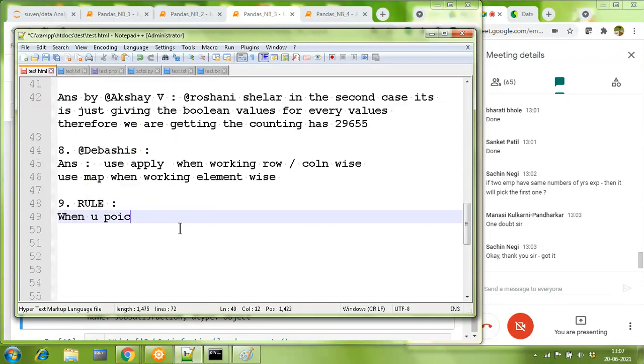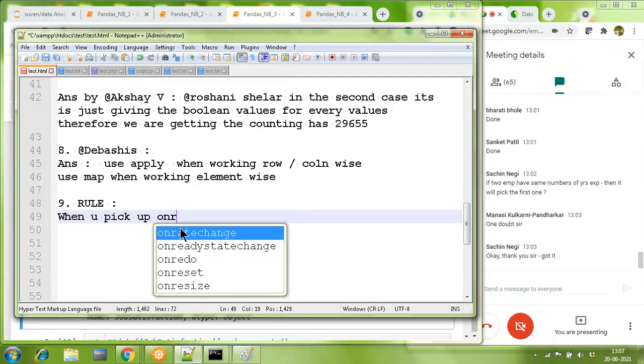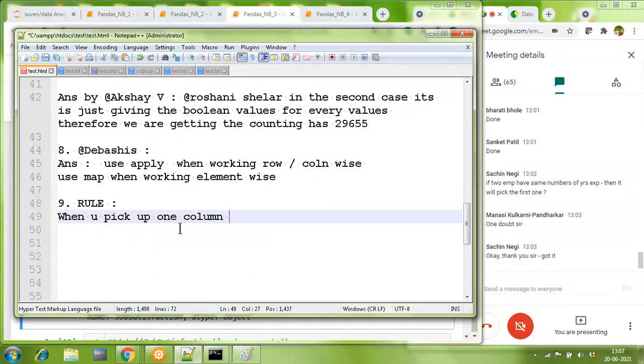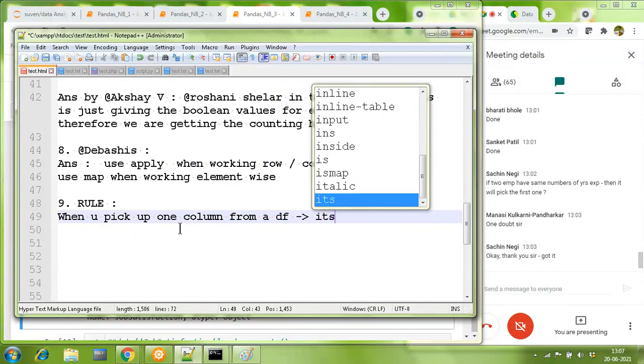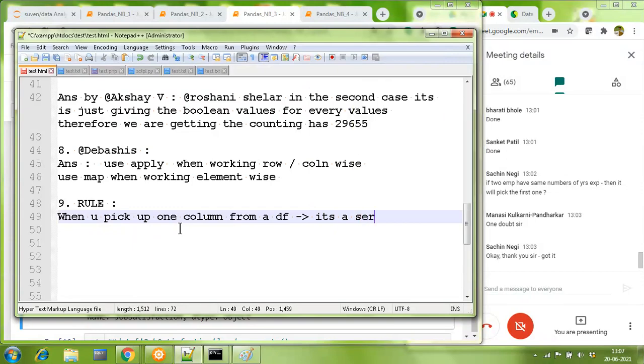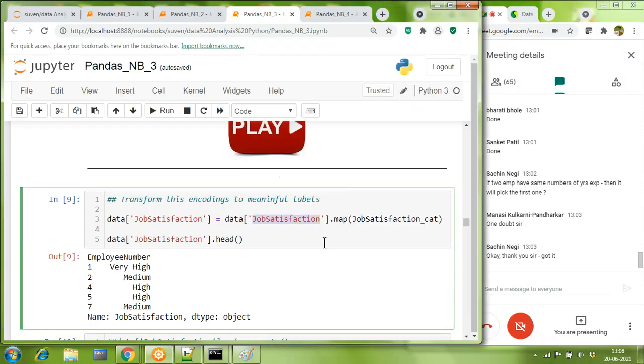When you pick up one column from a data frame, it's always a series. There's one column, so it can't be a data frame anymore. If you pick up two columns, it's a data frame, a sub data frame of the main data frame. But if you pick up only one column, it's definitely a series. And over a series, as we just learned some time back, the map function is applicable, isn't it?